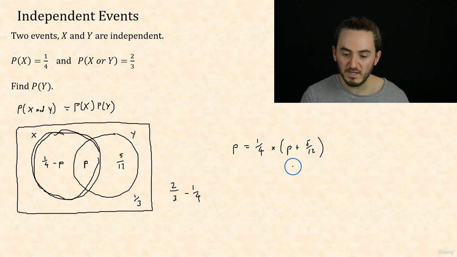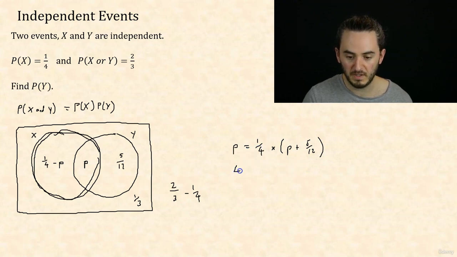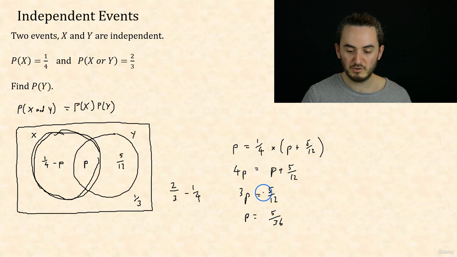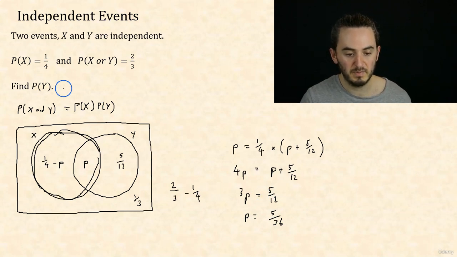Well, now I've got an equation which I can solve. So if I multiply both sides by 4, I have 4p equals p plus 5/12. Subtracting p from both sides, I have 3p equals 5/12. And finally, dividing both sides by 3, I get p is 5/36.